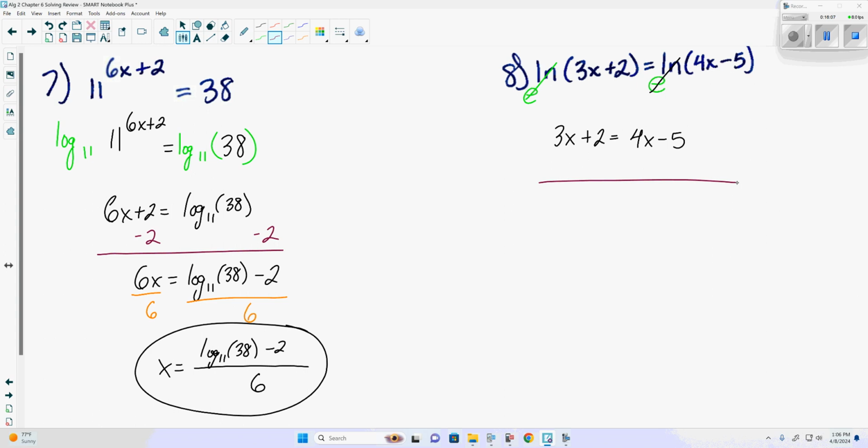What would we do first? We can add 5. Minus 3x plus 7 is equal to, then we would subtract 3x, which will tell us x is equal to 7, or 7 is equal to x. I normally flip it to keep x on the left, but both are the same thing. That's the nice thing about equality. Questions on this here?